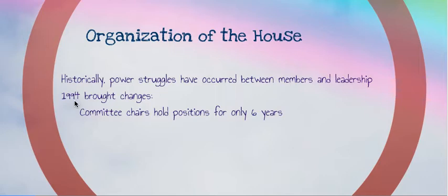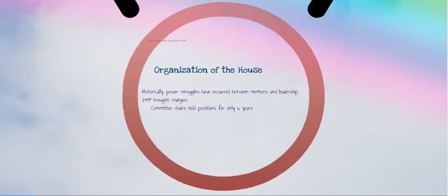But in 1994, there were some changes brought about in how the House was organized. Committee chairs could only hold their positions for 6 years, so that did kind of eliminate some of the leadership power issues.